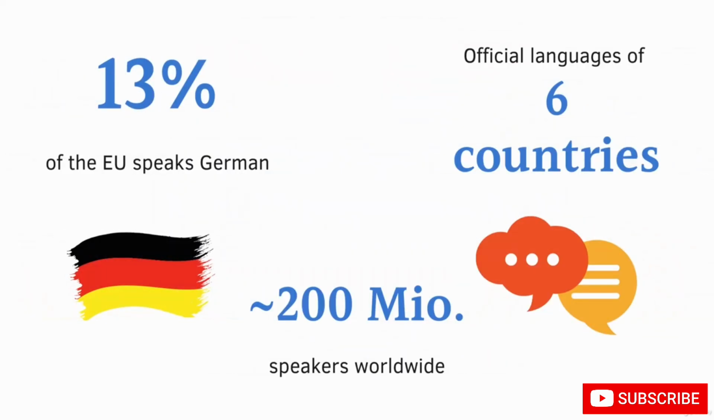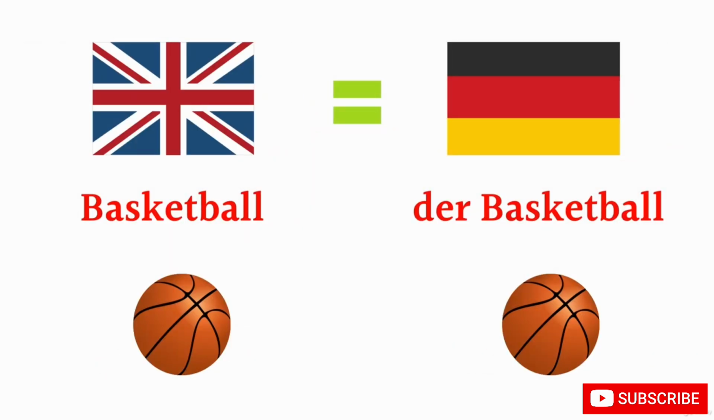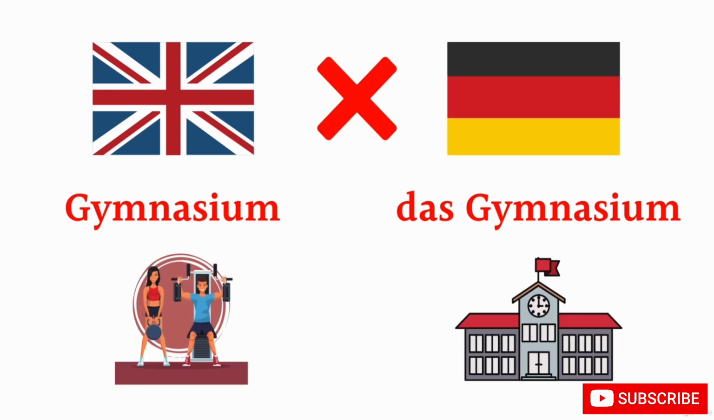German is one of the most commonly used languages in Europe. It is spoken in 6 countries officially, and worldwide it is spoken by approximately 200 million people. It seems hard, but when you understand the logic, it is easier than you think. German has common words in English. Some of them are similar, but some of them are not.